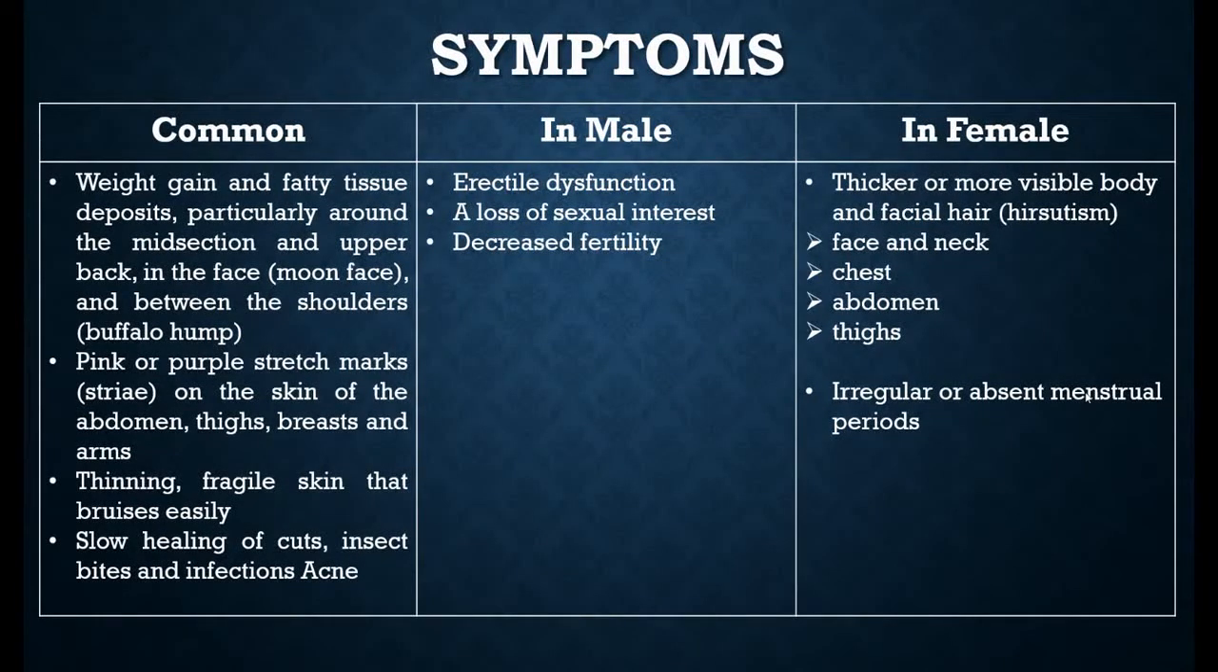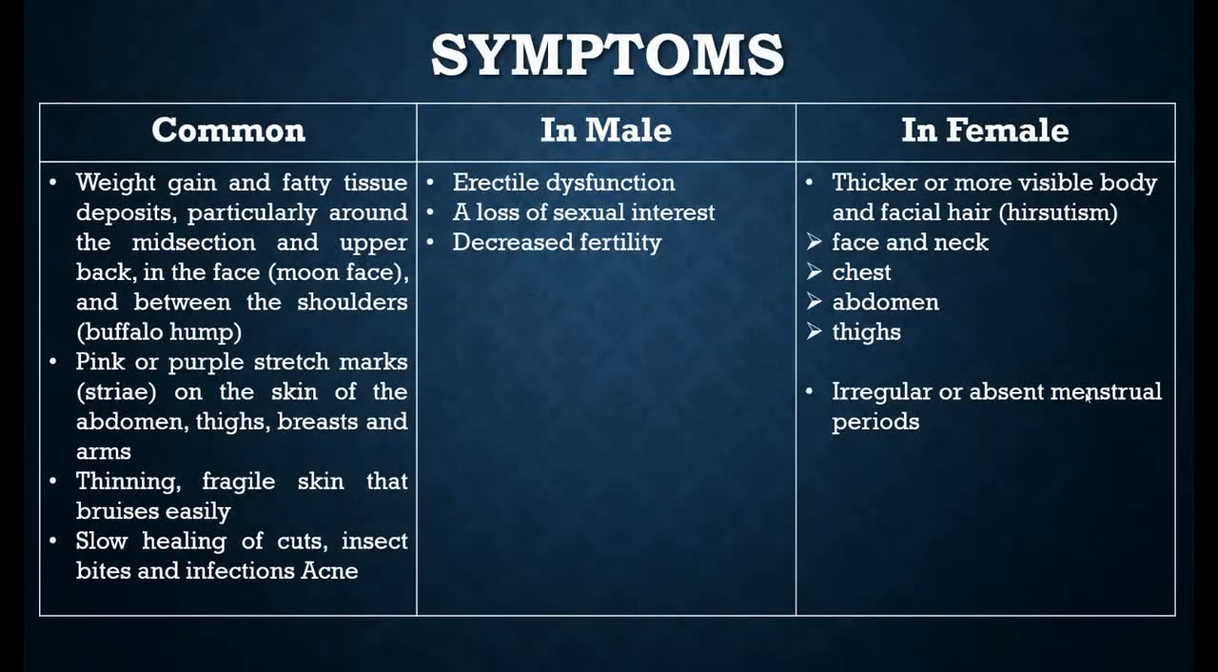The common symptoms: you can see a person gaining weight, with an excess of fatty tissue on the body. There may be more fat deposited around the midsection, the upper back, or the face, which looks like a moon face, and between the shoulders, where it looks like a buffalo bump.